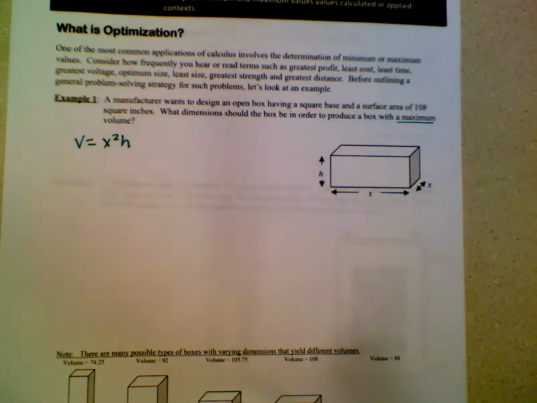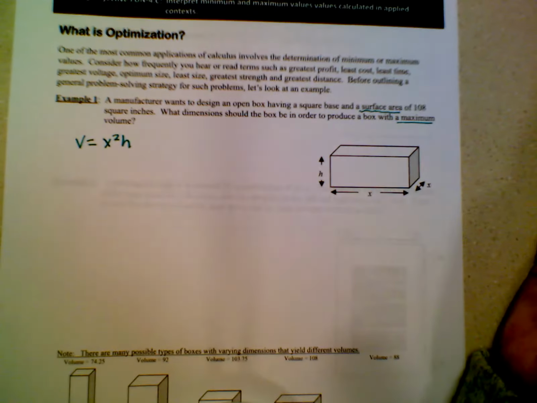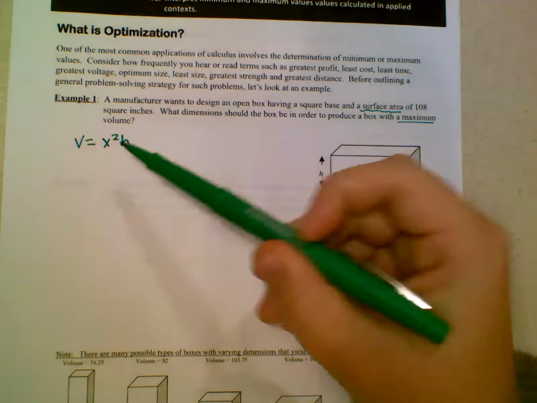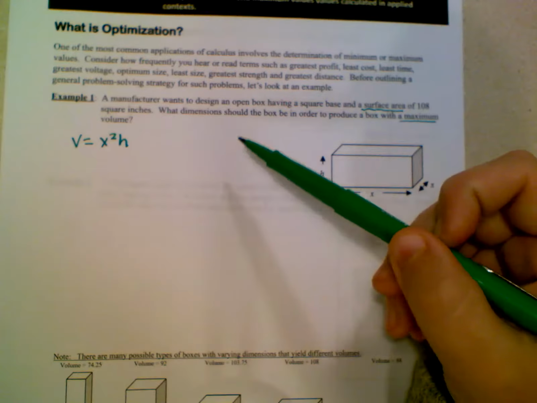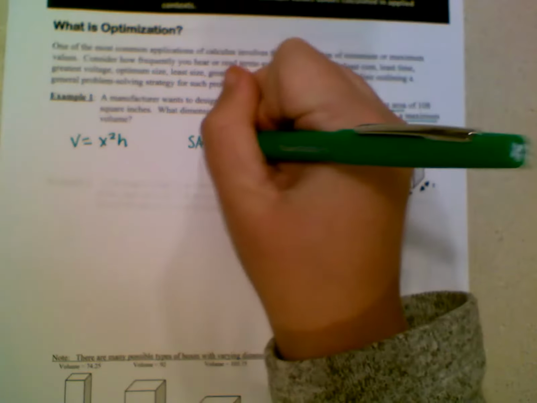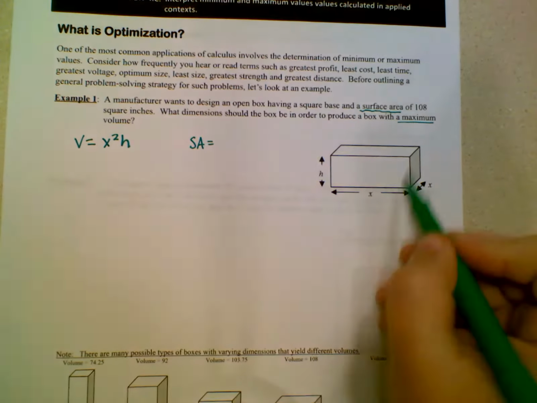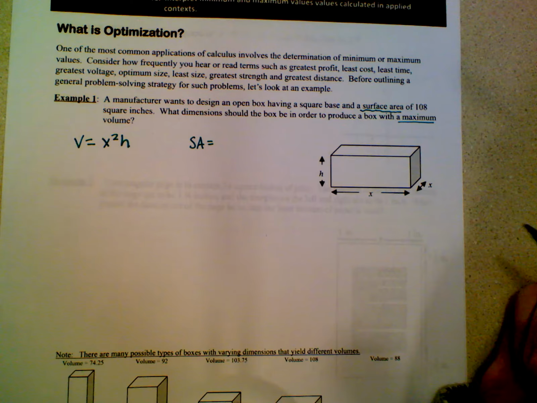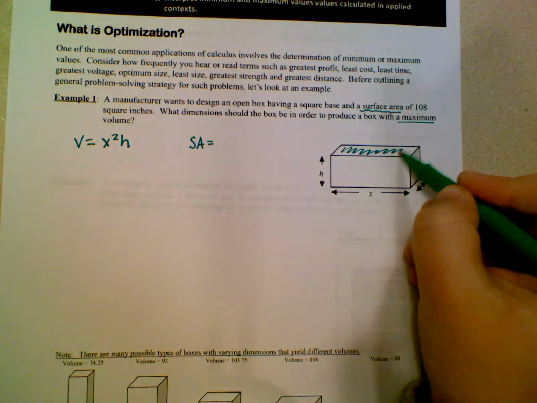Now the information that they give us is about the surface area, and the surface area is 108 square inches. So we are going to maximize this equation, but in order to do that, we're going to have a secondary equation that we're going to use to help us maximize. So our surface area equation would be, if you remember surface area, it's just all the areas of the faces added together. And one important thing to note is that this box has an open top. So this piece right here is not included in the surface area.